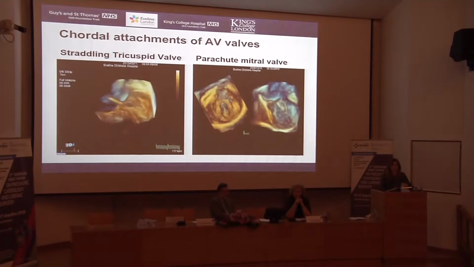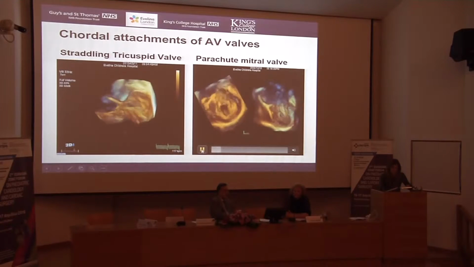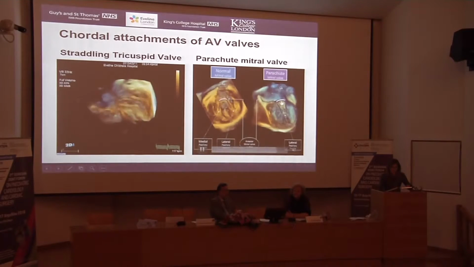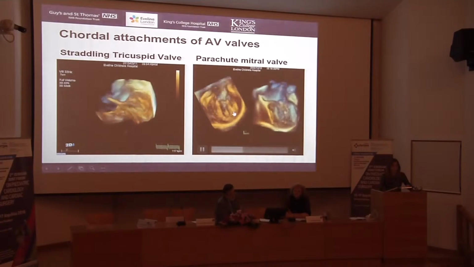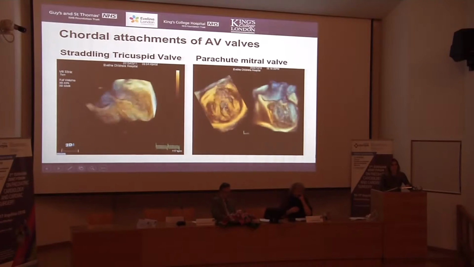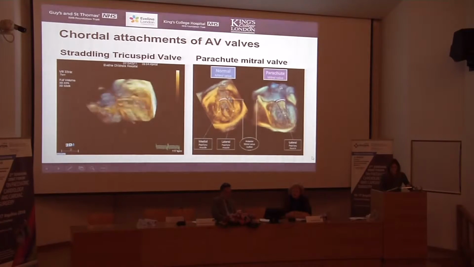By doing appropriate cropping of the 3D rendered volume, we can assess the chordal attachments of the AV valve and also the whole supporting apparatus of the AV valve. In the first picture, you can appreciate that there are chordal attachments from the tricuspid valve, that they're crossing the ventricular septum, and they are attached to the papillary muscle of the mitral valve. In the second case, we can see that the chordal attachments of the mitral valve are attached to a single papillary muscle compared to the medial and the lateral one in the normal situation, and this will make the defining diagnosis of a parachute mitral valve.